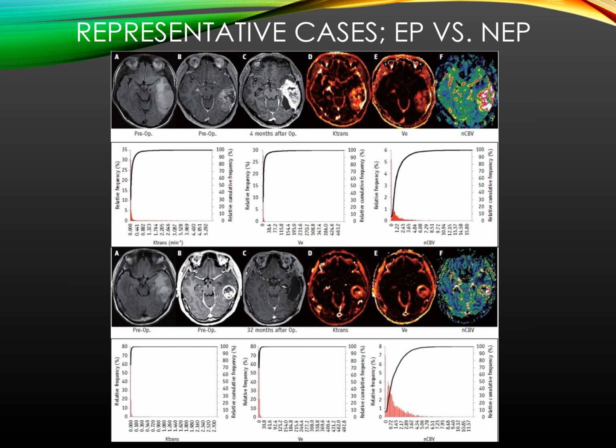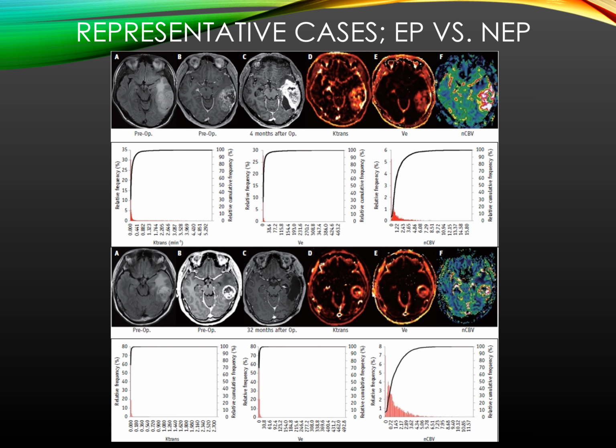lobe is illustrated on baseline structural images of FLAIR, contrast-enhanced T1 weighted image, and the perfusion and permeability parametric maps of K-trans, VE, and CBV, respectively. As shown in the upper figure, after the standard treatment, a heterogeneous enhancing mass is shown on contrast-enhanced T1 weighted image of follow-up MRI along the surgical margin 4 months after surgery, confirmed as early progression.